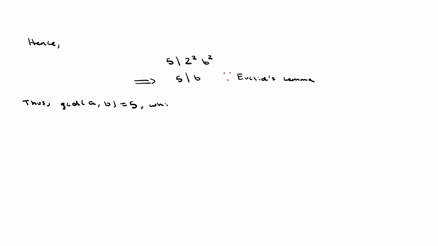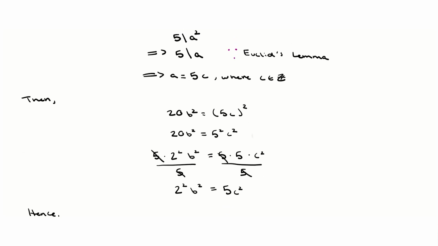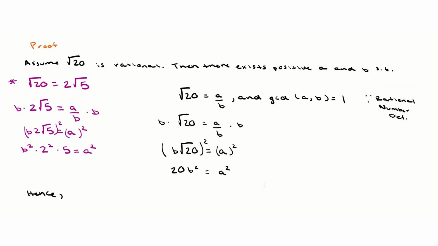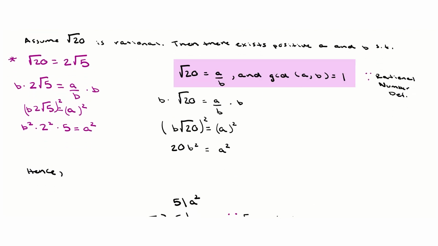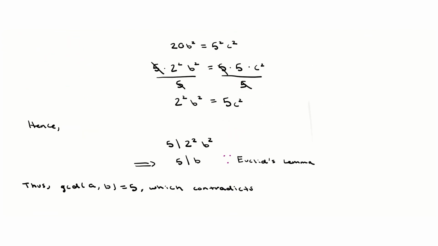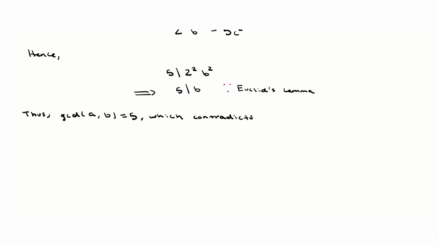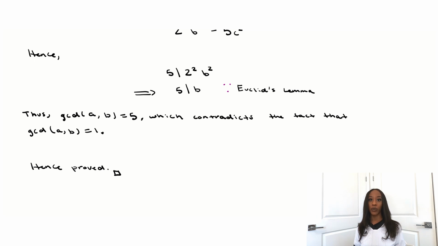However, this contradicts the fact that we found earlier, which said that the greatest common denominator of a and b equals 1. Hence proved. And there you have it. By contradiction, we were able to prove that the square root of 20 is indeed an irrational number.